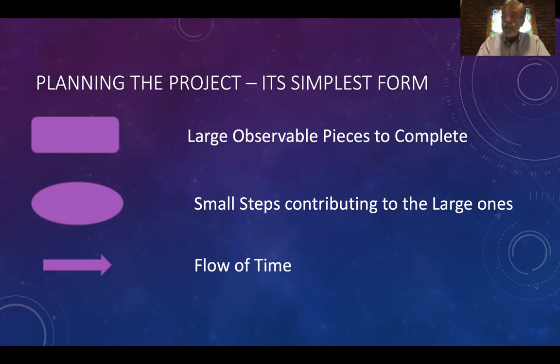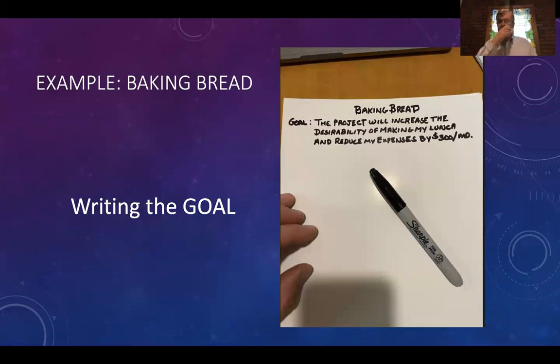And so, as I said, when we started out, you have to put this on a calendar. It has to be timed from start to finish, not only for the amount of work, but for the start and stop to begin and complete the project. So, big observable things, smaller things that contribute to it, and arrows denoting the passage and direction of time. Okay, with that in mind, let's do an example.